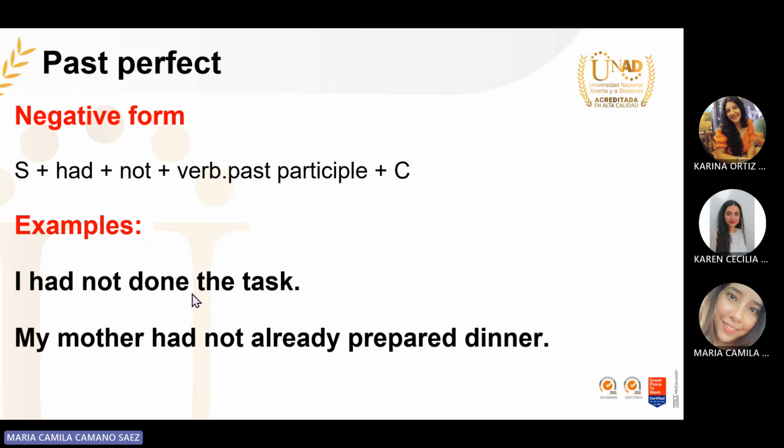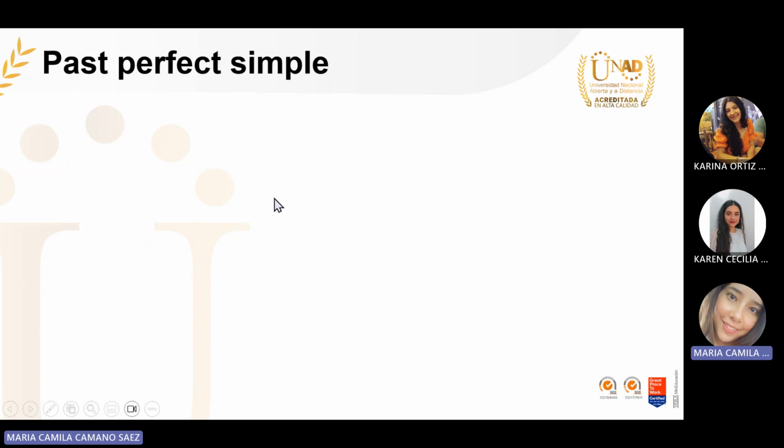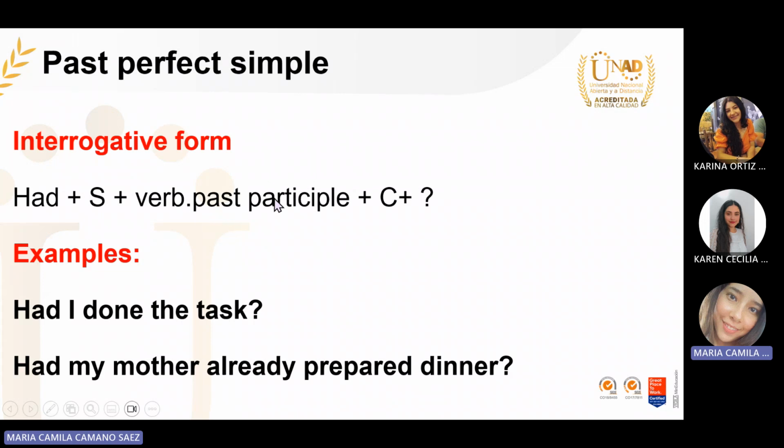So let's move forward to the interrogative form. The first thing you have to write is had, the auxiliary verb, then the subject, the verb in past participle form, and the complement, and obviously at the end of the sentence, the question mark. So: had I done the task? Had my mother already prepared dinner?